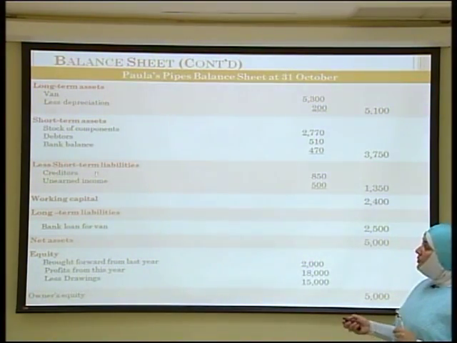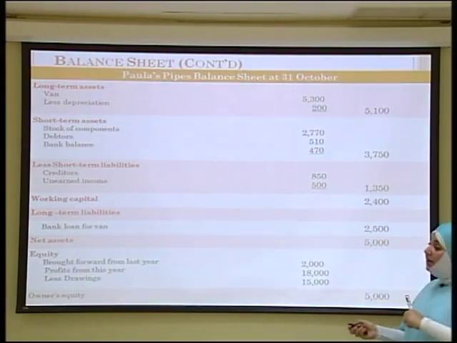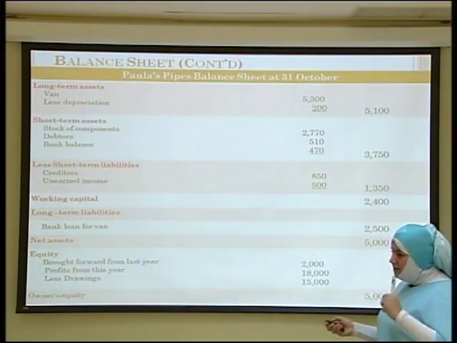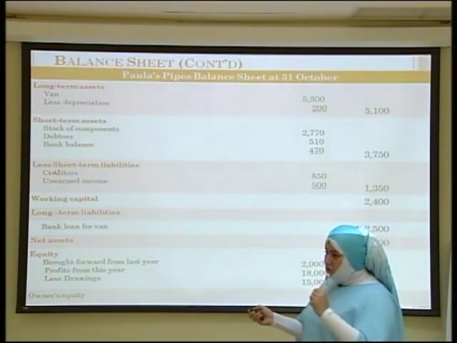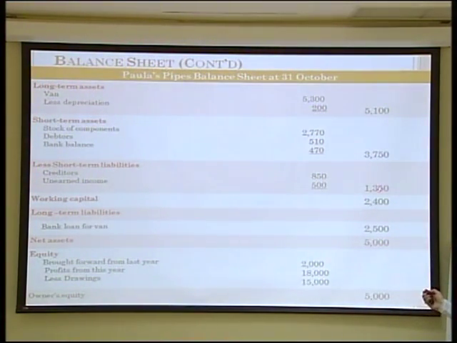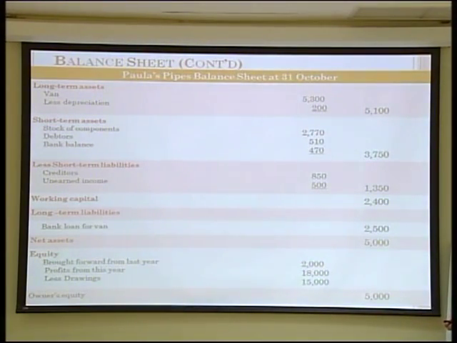Let's talk then about the short-term liabilities. Creditors, short-term, like accounts payable, as we said, when we purchase on credit. And we have the unearned income, something that is still coming. You have to pay very soon, within a year. A total of short-term liabilities of 1,350. Then we have the long-term liabilities, the bank loan for the van. She borrowed money to get her van, Paula. So the bank loan is 2,500.